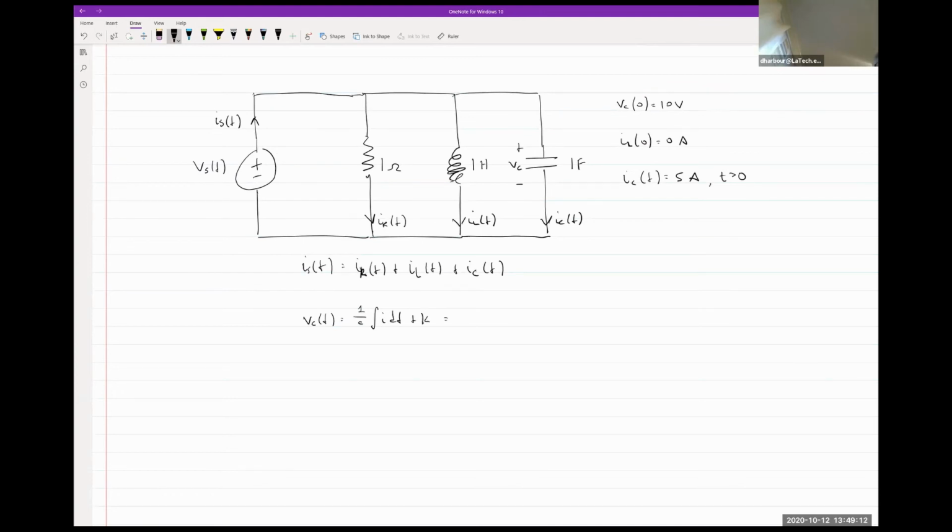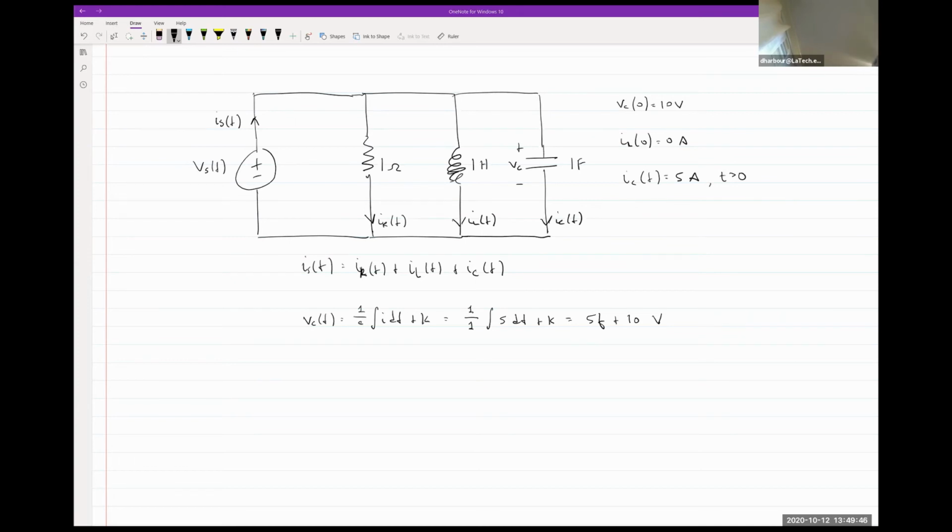And so in this case, it's 1 over 1 farad. That comes out nice. And then we just integrate 5 dt, again, plus k. So we've just got 5t, essentially. 1 over 1, and the integral of 5 just comes out to be 5t. Now at t equals 0, that comes out to be 0, and we're told the initial condition is 10 volts. So we'll need a constant of integration that's just 10 here. So the voltage that everything shares in here is 5t plus 10 volts.